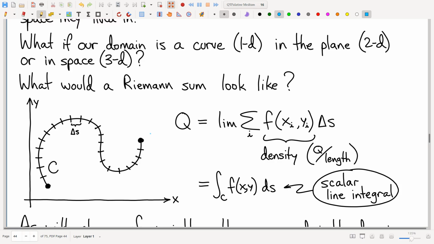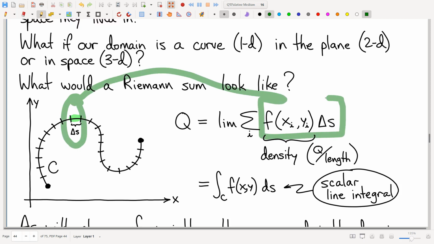So, a one-dimensional domain curving around in a two-dimensional world. We're going to break this up in a way that's very analogous to what we have done. We're going to think about little pieces of length. On each little piece of length, we're going to do a calculation where we multiply something times length. What do we multiply by length? It depends on what we're trying to calculate, right?